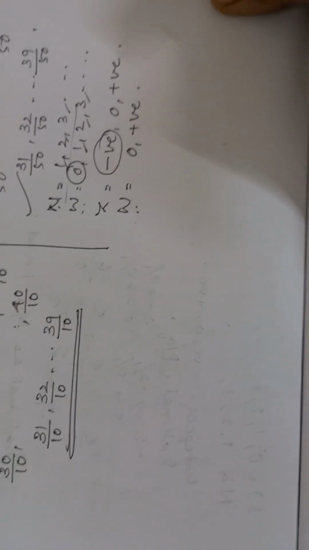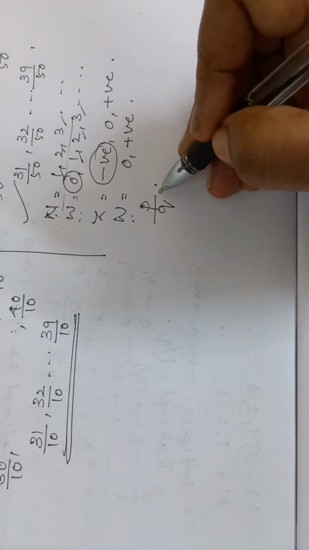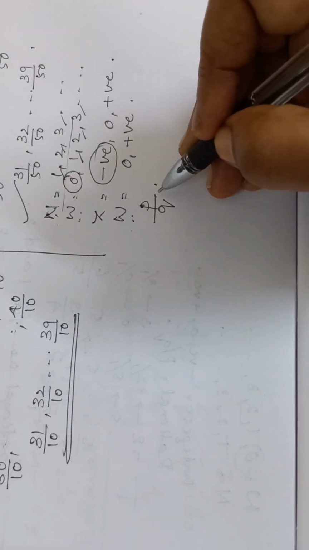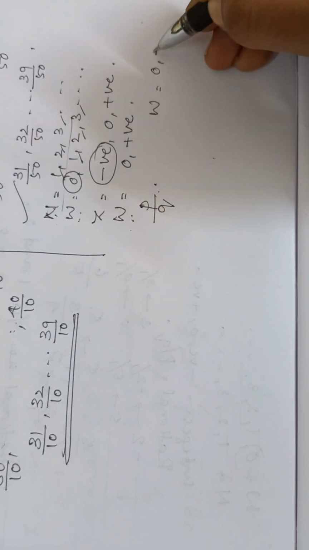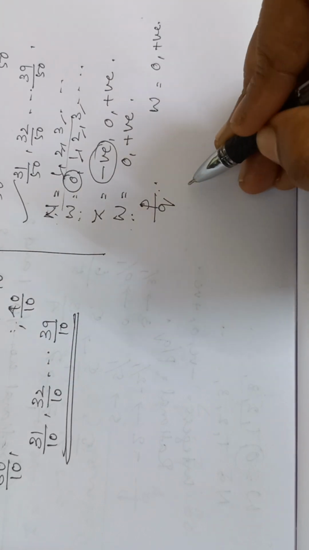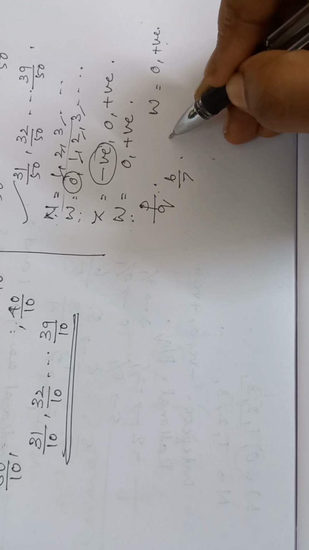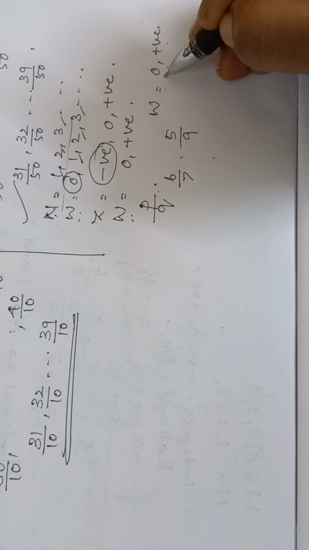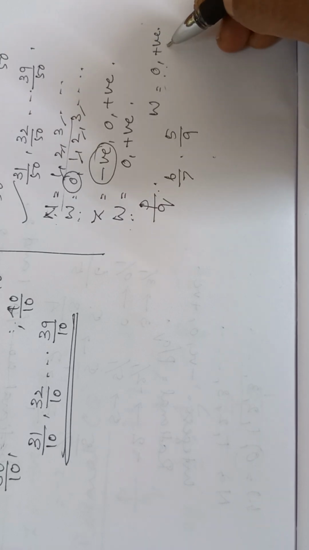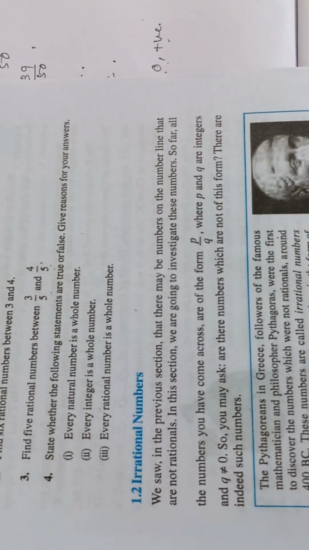Third is, every rational number is a whole number. A rational number is something which we can represent in p by q form. Is every number which can be represented in p by q form a whole number? Whole numbers consist of 0 and positive numbers. If we have 6 by 7, it is not there in the whole numbers. Then 5 by 9 is not in the whole numbers because they consist of only 0 and natural numbers, that is 1, 2, 3. There are no such numbers in the whole numbers. So every rational number is a whole number is a wrong statement.